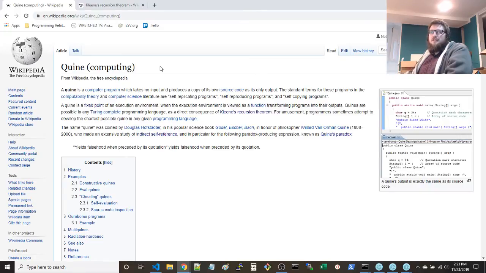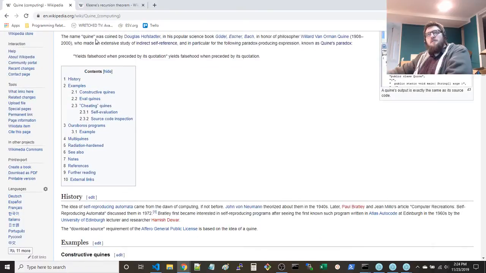Takes no input and produces a copy of its own source code as its only output. The standard terms for these programs in the computability theory and computer science literature are self-replicating programs, self-reproducing programs, or self-copying programs. A quine is a fixed point of an execution environment when the execution environment is viewed as a function transforming programs into their outputs. Quines are possible in any Turing-complete programming language as a direct consequence of Kleene's recursion theorem. For amusement, programmers sometimes attempt to develop the shortest possible quine in any given programming language. The name quine was coined by Douglas Hofstadter, in the popular science book Gödel, Escher, Bach, in honor of philosopher Willard Van Orman Quine, who made an extensive study of indirect self-reference.